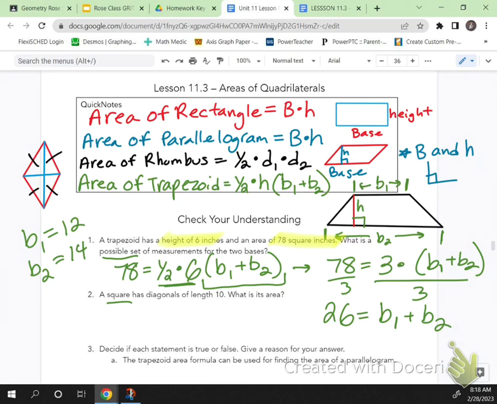The square has a diagonal length of 10. What's its area? Well, let's make a sketch. And let's think about a square. The diagonal has a length of 10. What is its area?